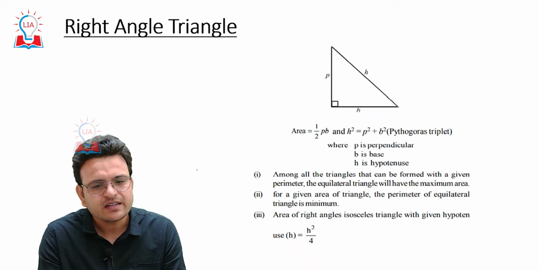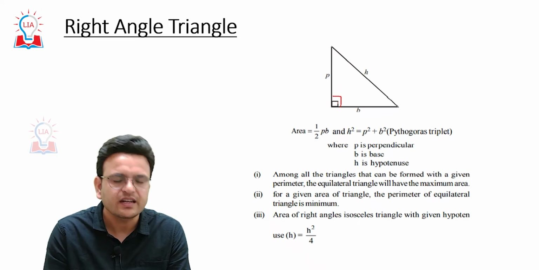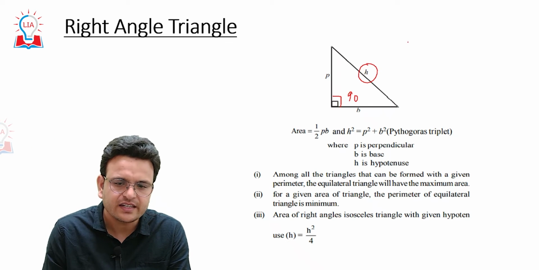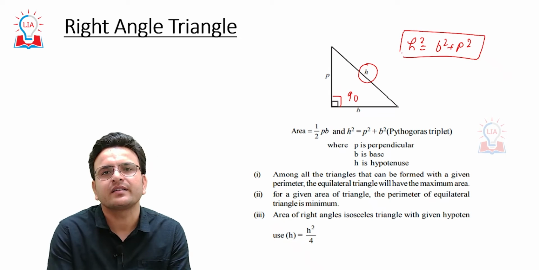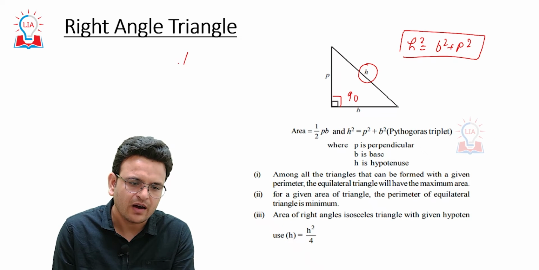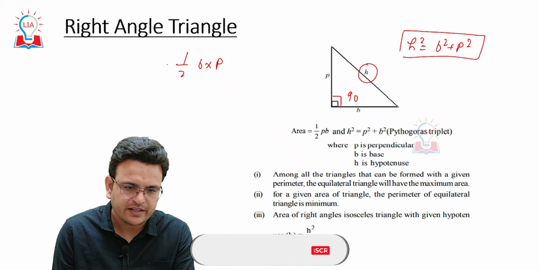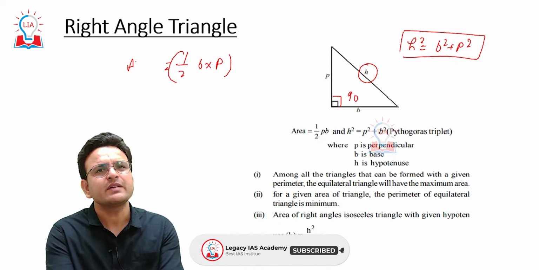Now right angle triangles are very simple. In a right angle triangle we have a base. The angle in a right angle triangle is 90 degrees. Where it is 90 degrees, we can say that h square is equal to b square plus perpendicular p square, and the area will be half base b and perpendicular p. That is the area. So as of now we have discussed the basics about the triangle.